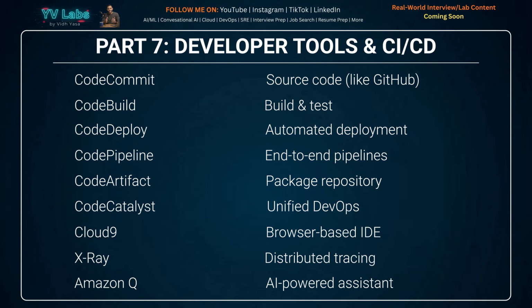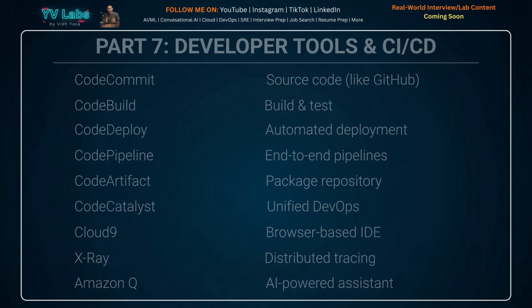We are covering CodeCommit for source code, CodeBuild for building, CodeDeploy for deploying, and CodePipeline for tying it all together. If you want to work like a professional engineer, this is essential knowledge.